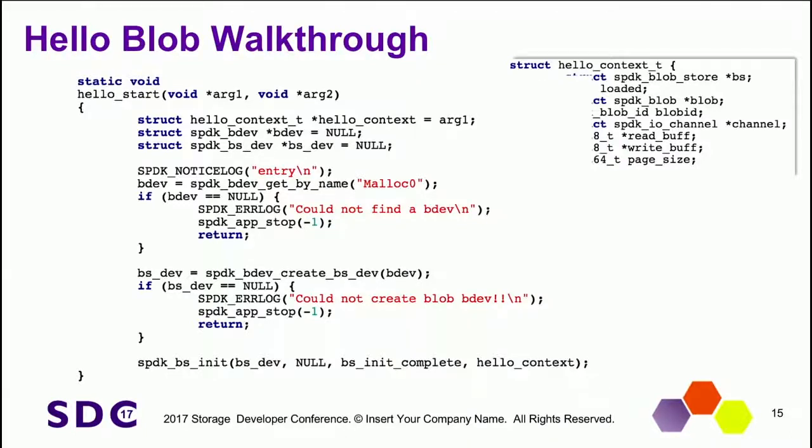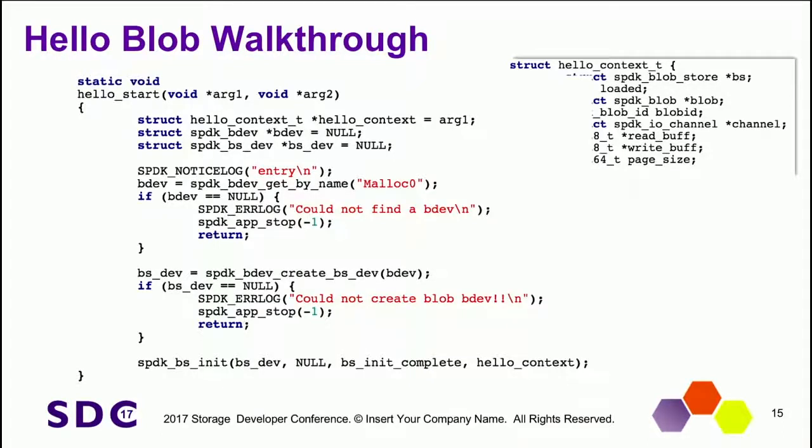Okay, so now the app framework, the reactor, has pulled this function off of the event list and said, I got to run this. So he calls my hello start function with my parameters, and I cast them into my context structure. And there's a couple things I got to do here before I initialize the Blobstore. The first one is I have to get my block device. As remember I said this is built on the block device abstraction layer. There's a couple of different APIs for this. I chose the one because I know the name of it because I defined it in my config file. So I said give me my block device, and the name is malloc 0 because I'm using a RAM disk.